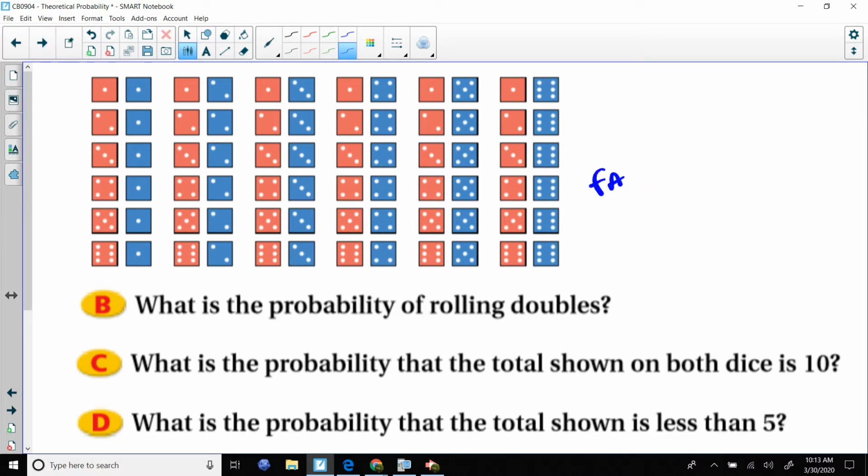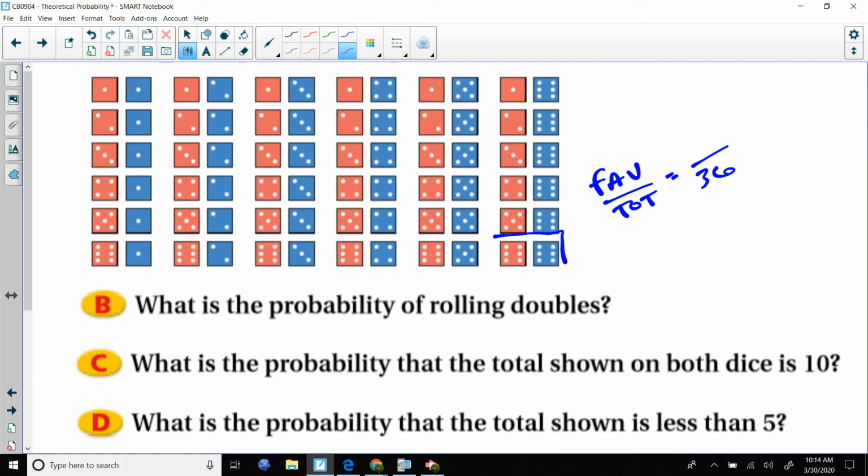We're still looking for favorable over total. So how many different ways can you have it divided by the total number of ways we can have it? We already discussed that the total number of ways is going to be 36. So now it's just a matter of finding how many favorable responses we have. What's the probability of rolling doubles?